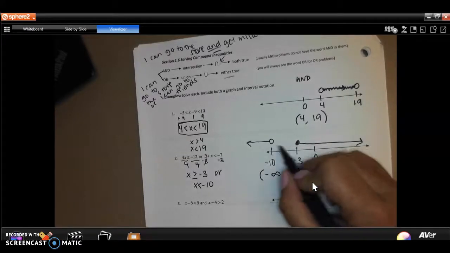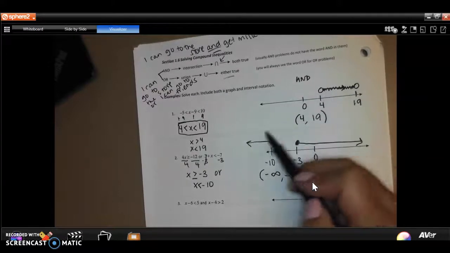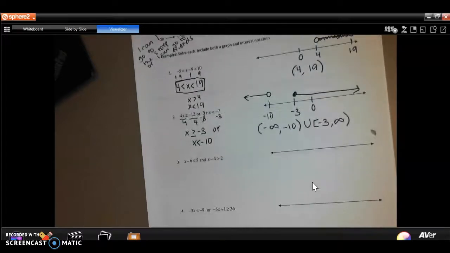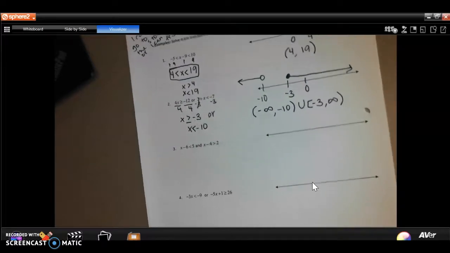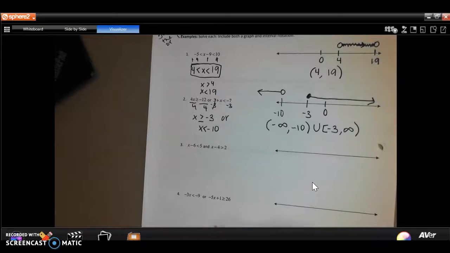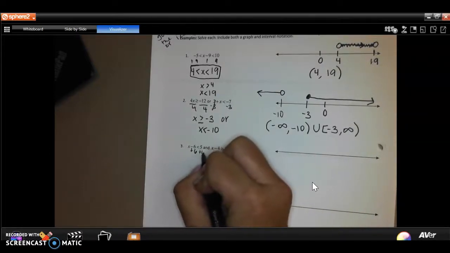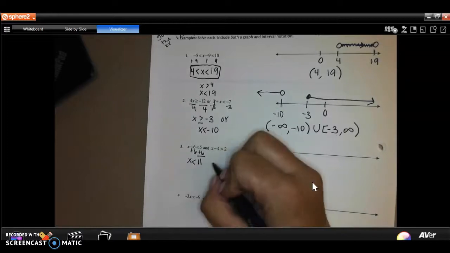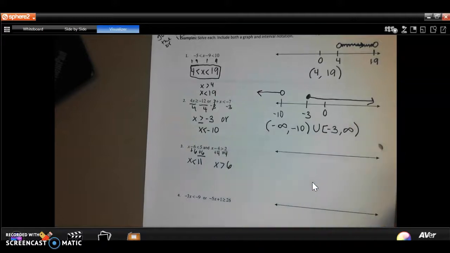No overlap, so you'll see that. This one has the overlap, so it's an and. This one's an or. Let's go ahead and try this next one. This one says and. So we know there's probably going to be an overlap. Let's go ahead and solve. So I'm going to add 6 and add 6. We get x is less than 11. And I'm going to add 4, x is greater than 6.